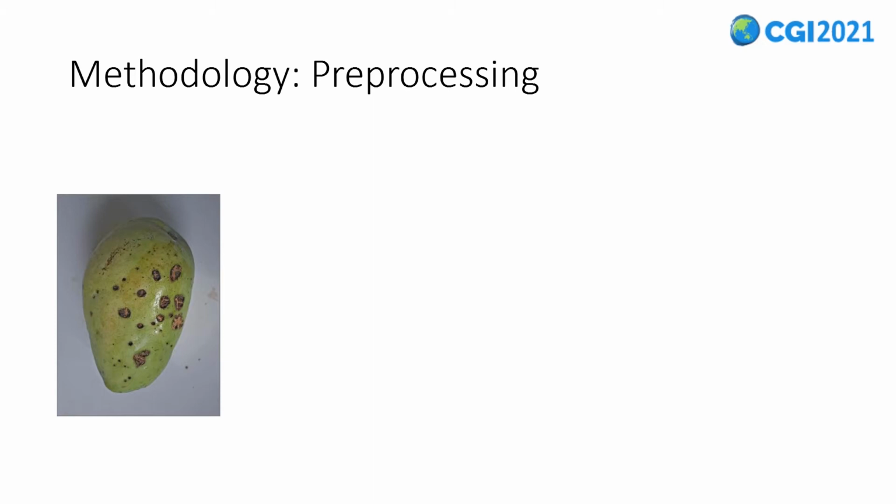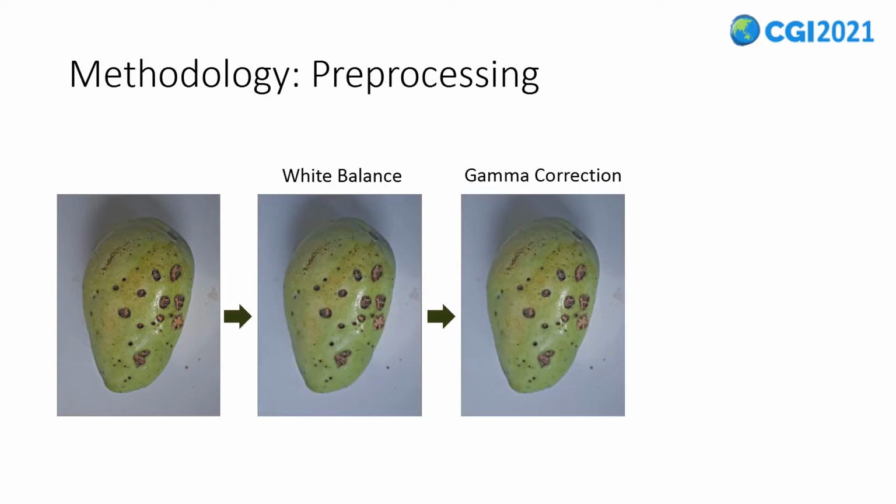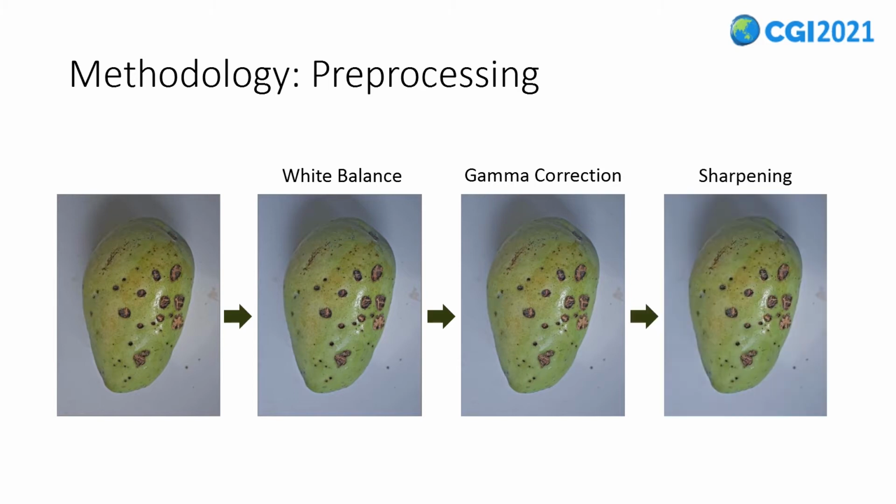The images were pre-processed to perform color correction and enhance the features of the input images due to the variation caused by the non-uniform light sources. These images were processed with automatic white balance, gamma correction, and image sharpening.